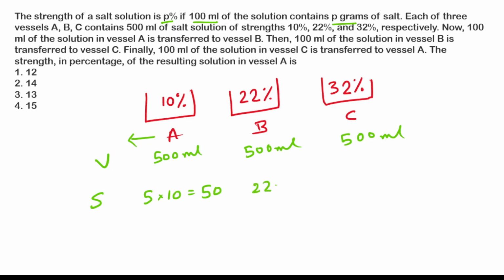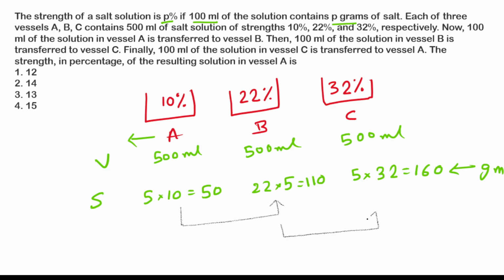Similarly, this is 22 into 5, so this is 110, and this is 5 into 32, so this is 160. This is in gram. Now what is being done is there is a sequence of events that happens. First 100 ml of A is taken to B, then 100 ml of B is taken to C, and then 100 ml of C is brought back to A. This is done sequentially.